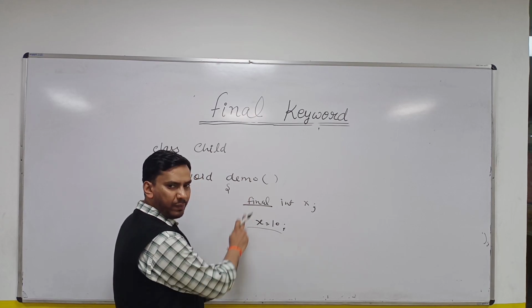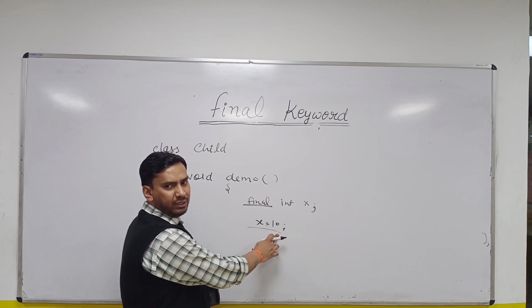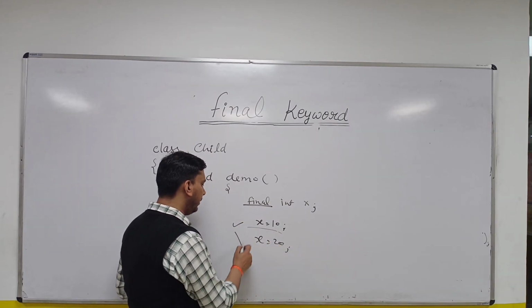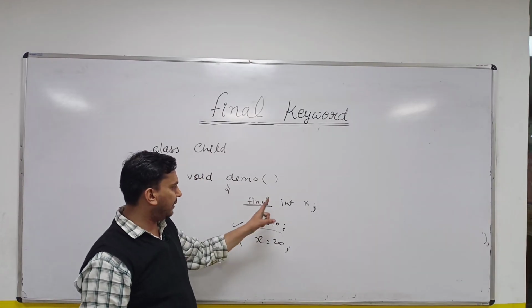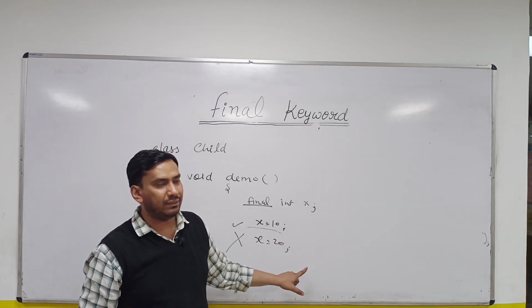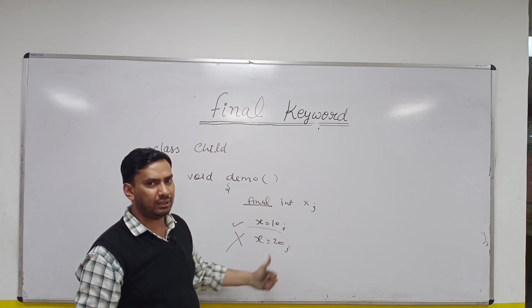This is okay because x is created but x is not assigned the value. Here I am assigning the value for the first time. It is okay. Can I write x is equal to 20? No, I cannot write it because it is a final variable. It can be assigned only once. It cannot be reassigned the value. This is reassignment. x has already been assigned 10, so you cannot reassign it.